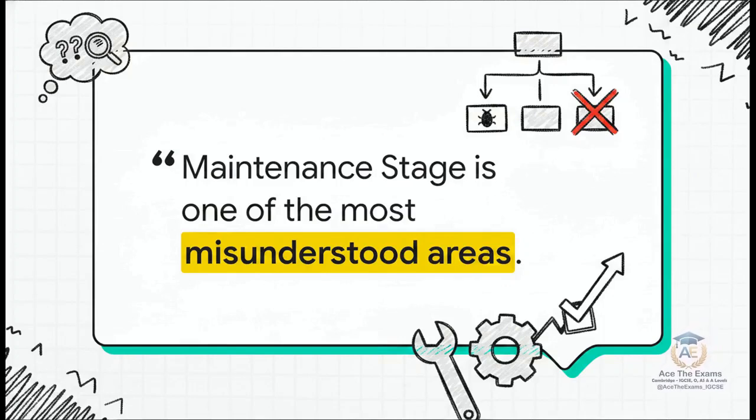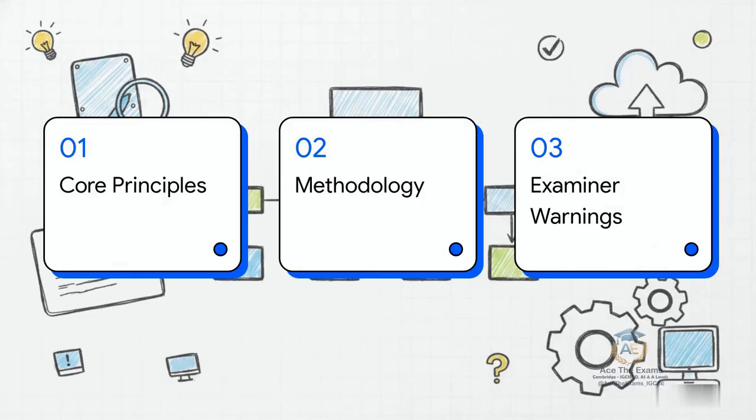You might be sitting there thinking it's just about fixing bugs after the software ships, but there is so much more analytical rigor required to actually score well here. Your struggles with a specific topic? Totally valid, but we're going to fix that right now. So here's our game plan for today. First, we'll look at core principles and assessment. Second, we'll map out the technical methodology. And third, we'll cover the top 3 examiner warnings.